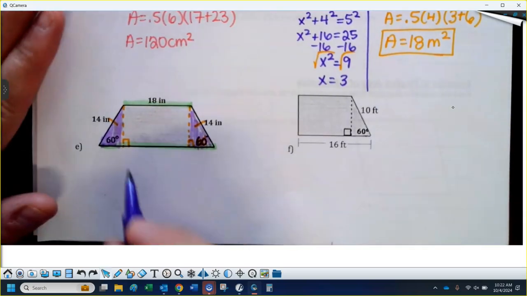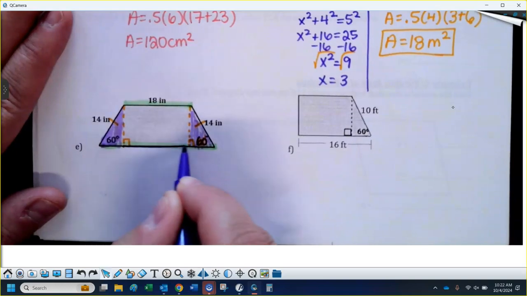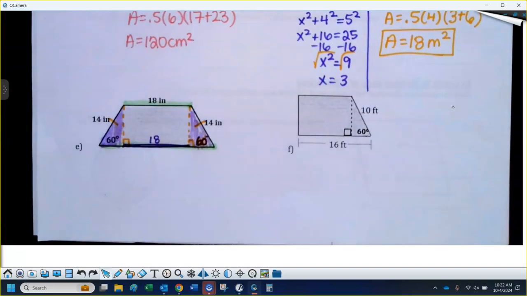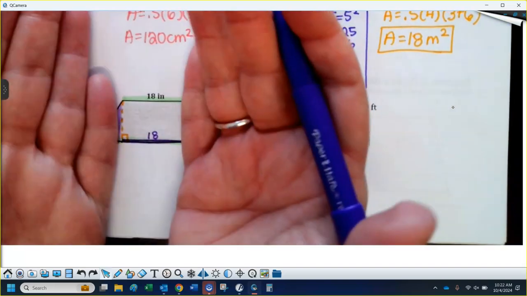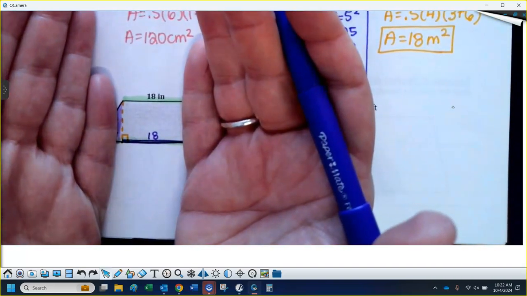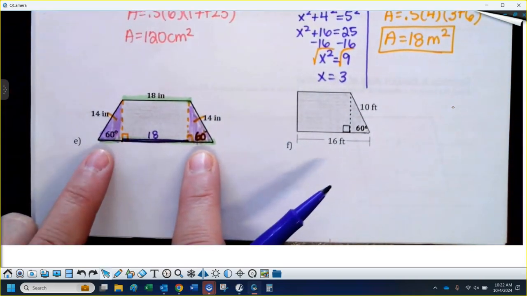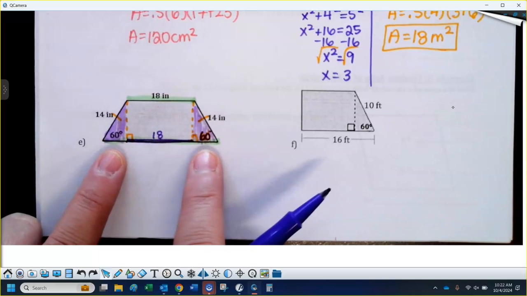Okay, now what I would tell you here, between those 2 little dotted lines that I wrote, this distance would just match up with the base on the top. That would just be 18. I'm just going to cut that off. I've got to figure out the height, and I've also got to figure out the little bottom part of this base.